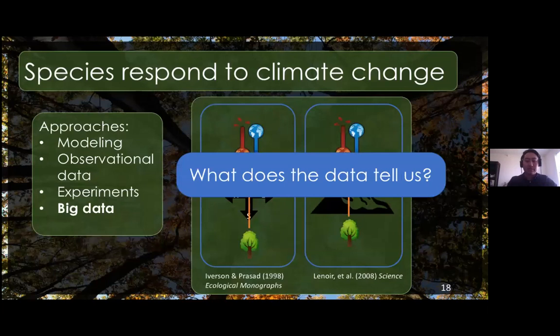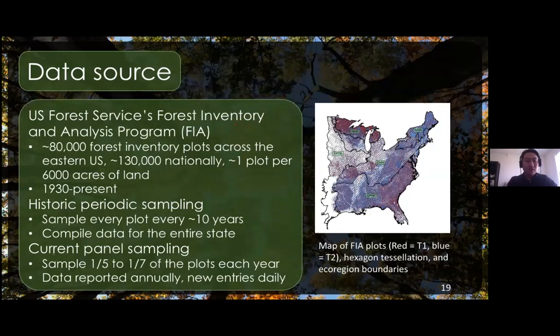And so in these studies, we used data from the U.S. Forest Service's Forest Inventory and Analysis Program, or FIA. There's about 80,000 FIA plots in the eastern U.S. in our study area, but there's a total of about 130,000 of them across the entire U.S., including Alaska and Hawaii. And that equates to about one plot per 6,000 acres of land.